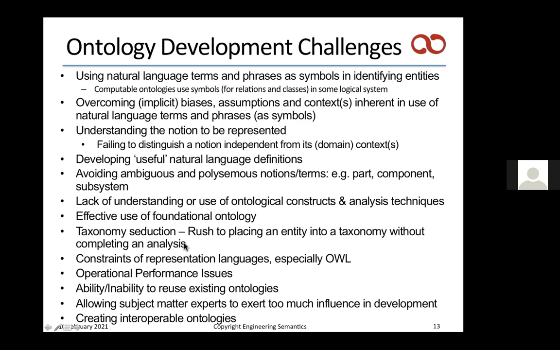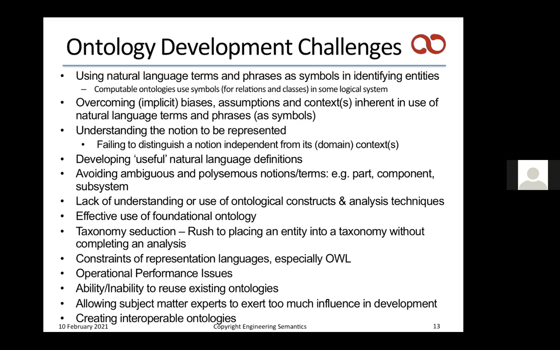Another issue that comes into play with people who are just starting off developing ontologies: suppose you intend to use explicitly a foundational ontology. People can get seduced into finding a place in that hierarchy, if you're using, say, OWL, in the hierarchy where your noun entity should be placed without fully understanding what that thing is and what needs to be represented to meet your requirements or your expected uses.